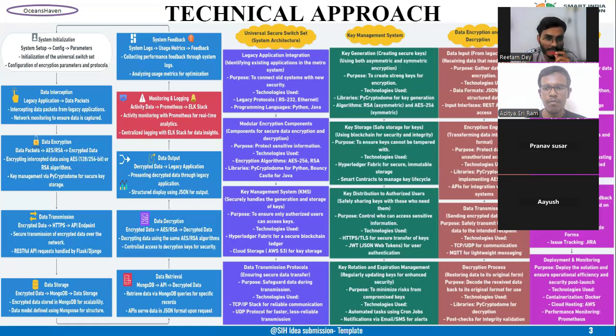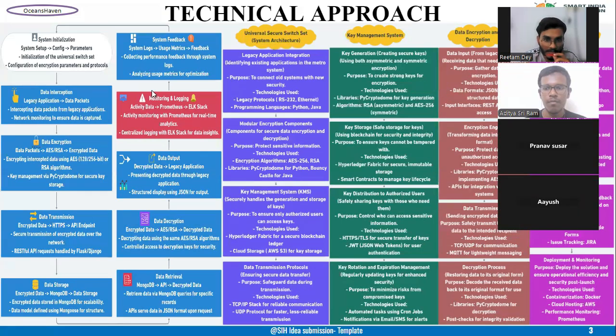And then comes monitoring and logging. Activity data flows from Prometheus to the ELK stack. We monitor the activity through Prometheus for real-time analytics, and then centralized logging with the ELK stack for data insights. Then finally, system feedback: collecting performance feedback through system logs, then analyzing usage metrics for optimization.